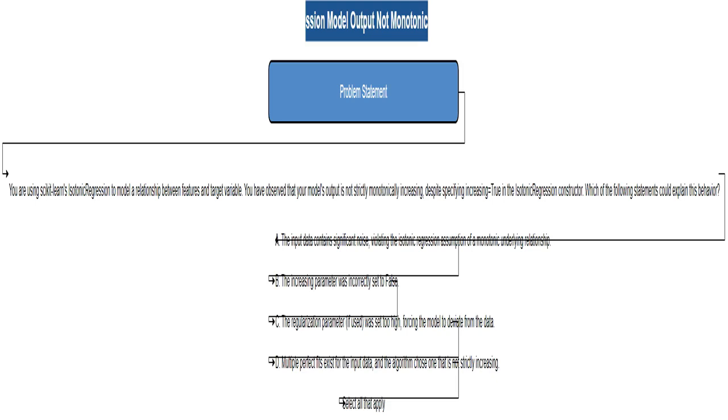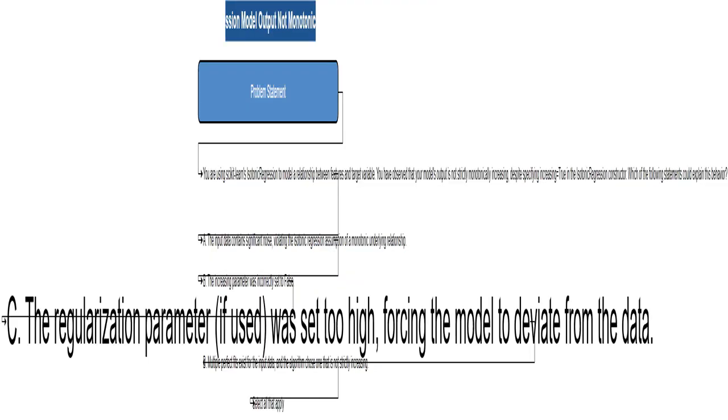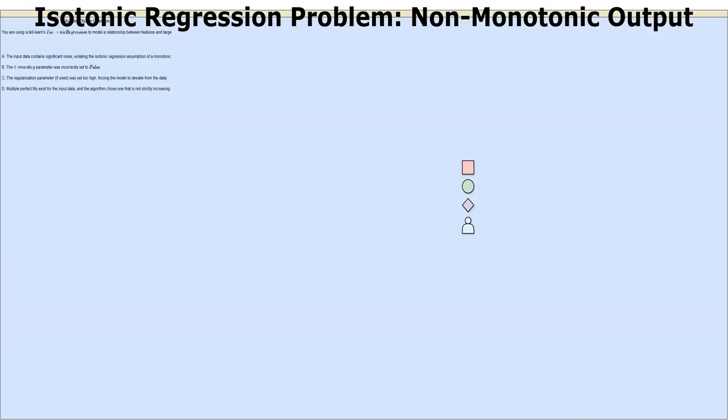Noisy data can make my fitted line jump around, breaking monotonicity. That's a common issue with isotonic regression. We need to pick every option that could create a problem even with increasing equals true. I'm tackling a problem where scikit-learn's isotonic regression model, designed to find a monotonically increasing relationship, isn't producing strictly increasing results.